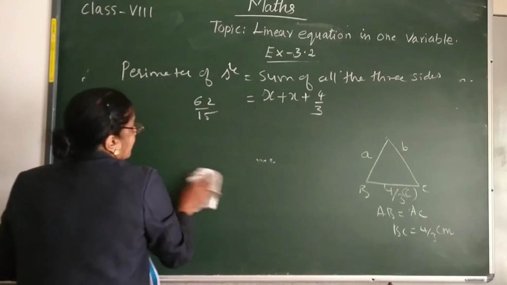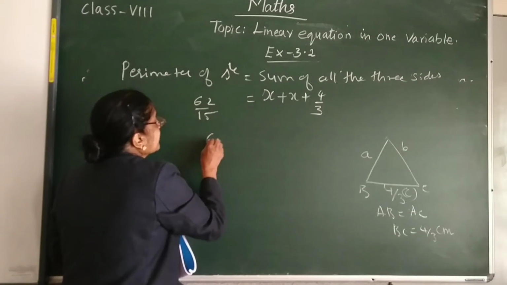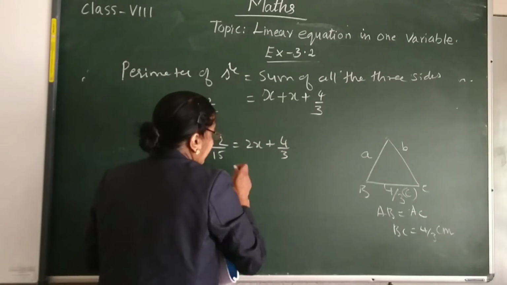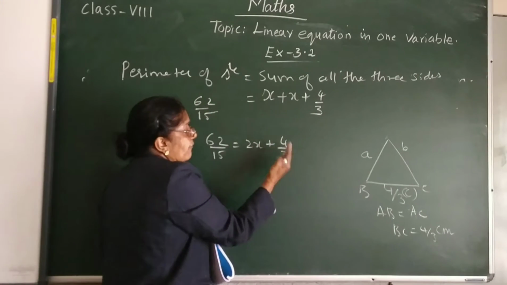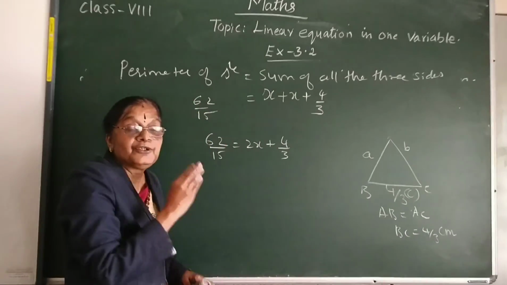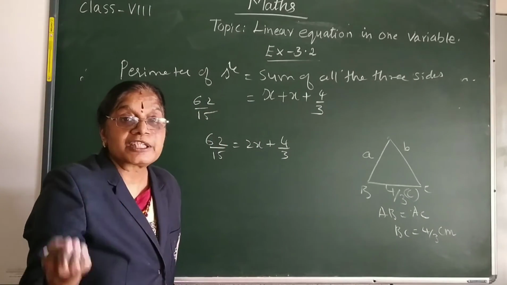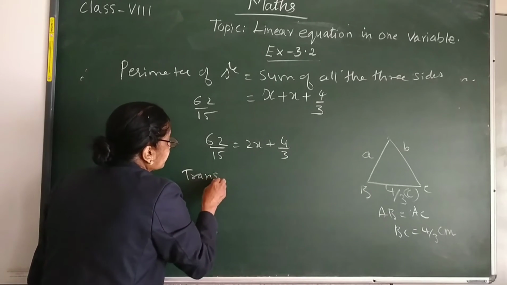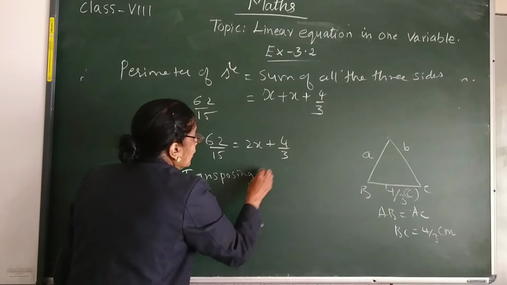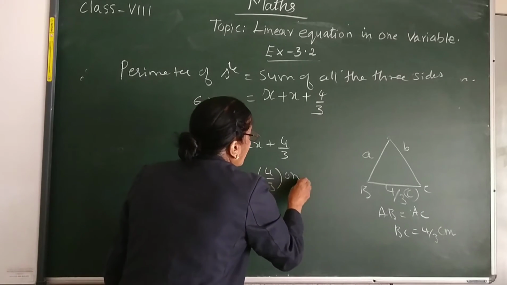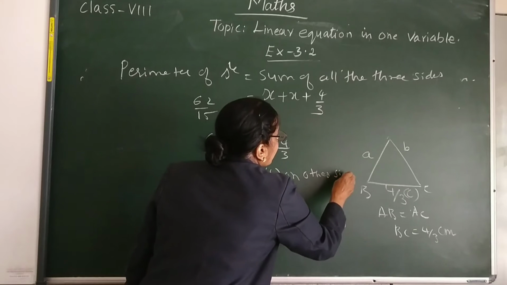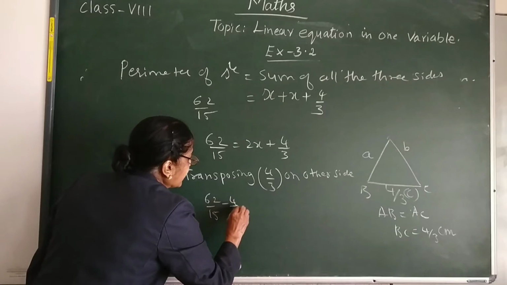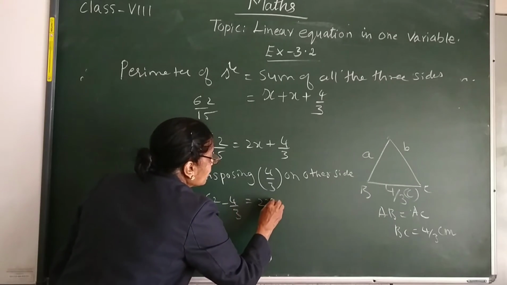So now let us see what will happen. x plus x is how much? x plus x is 2x plus 4 by 3. So the constant I will bring from the right hand side to the left hand side. You know the rule, transposing. So plus will become minus. So transposing 4 by 3 to the other side, what will you get? 62 by 15 minus 4 by 3 is equal to 2x.